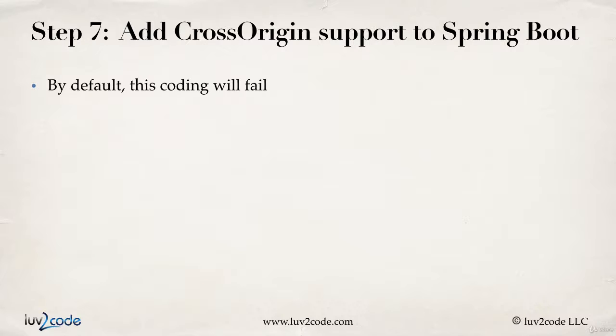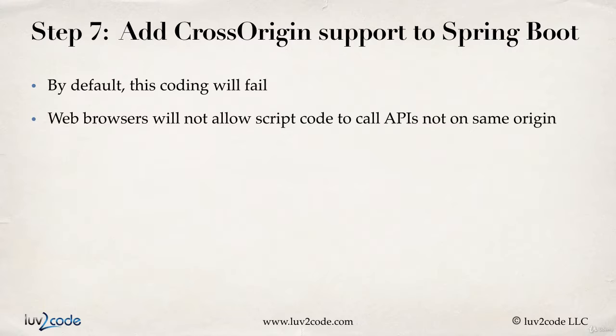So in step 7, we need to add cross-origin support to Spring Boot. Web browsers will not allow script code to call APIs that are not on the same origin. This is known as the same origin policy. So basically the browser will have a security issue with any calls that you attempt to make that are not on the same origin. So you may wonder, well, what is the same origin here?